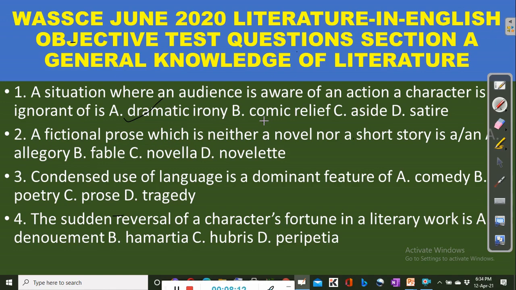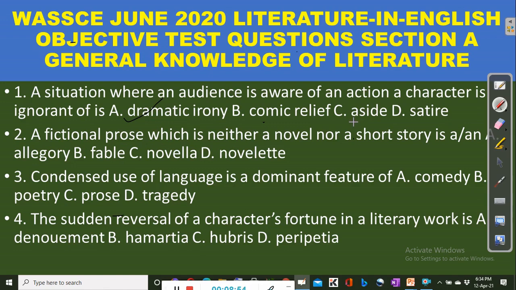When you have a very serious tragedy, you find that the central character is facing a serious problem, probably a life-threatening problem, or a conflict that borders on threats to the lives of the characters. And while this is going on, because of the tension generated, of course there is need for comic relief.